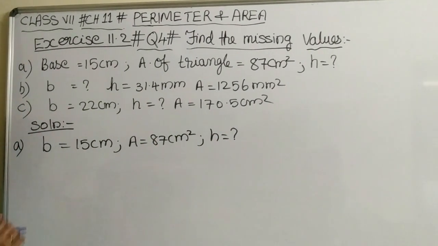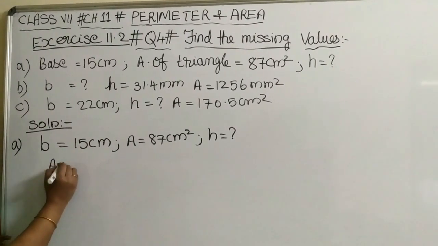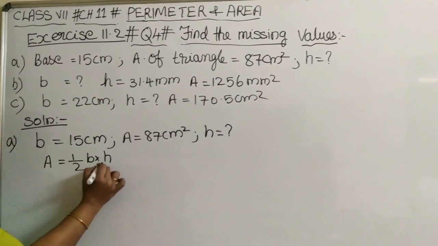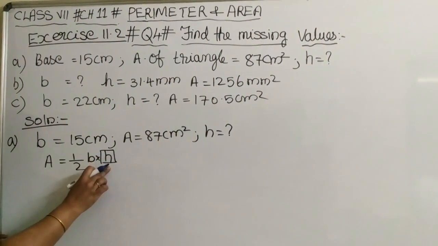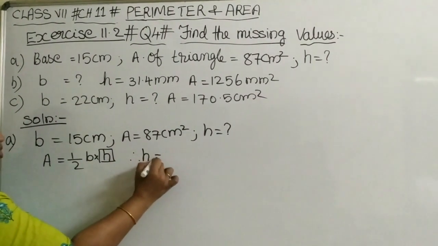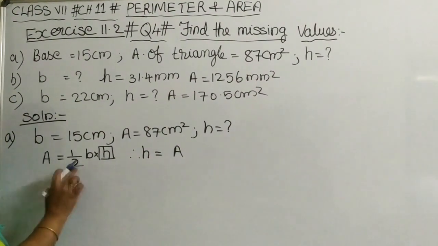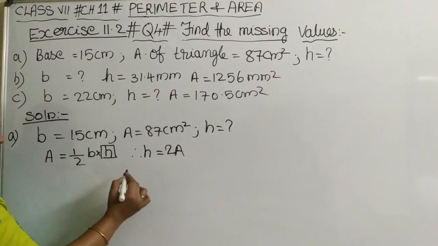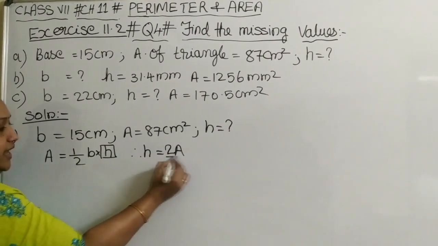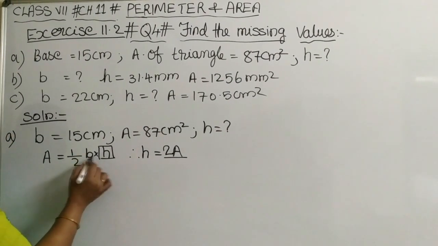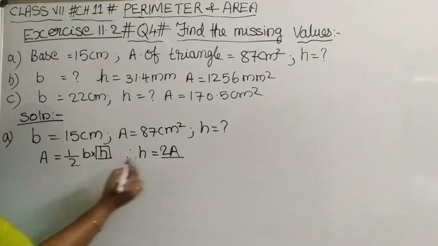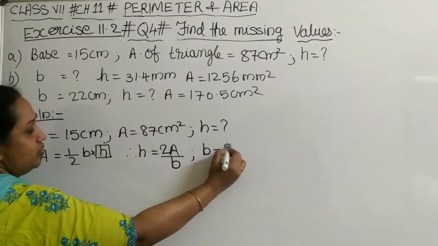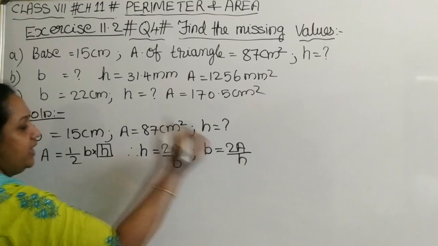What is the formula to find the height of the triangle? Yes, you know area of triangle is half into base into height. We want to find the height, so keep height only on one side. Already A is on the other side. Here 2 is divided, so while shifting to the other side, it will become multiplication. So height equal to 2A divided by B. B is multiplied here, so while going to the other side, it will become division. Similarly, if we want to find B, the formula is 2A divided by height.